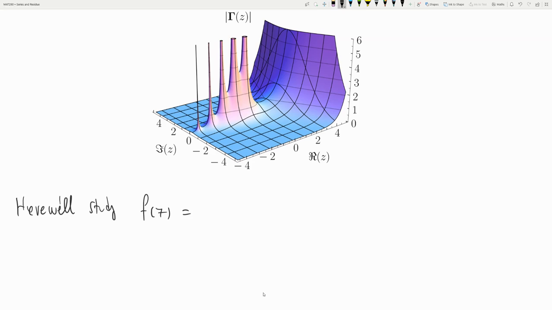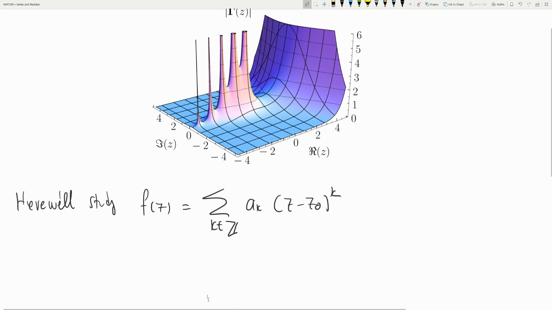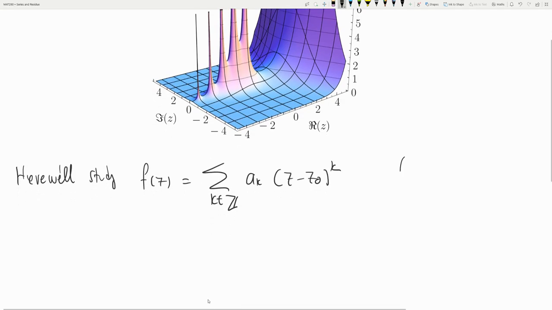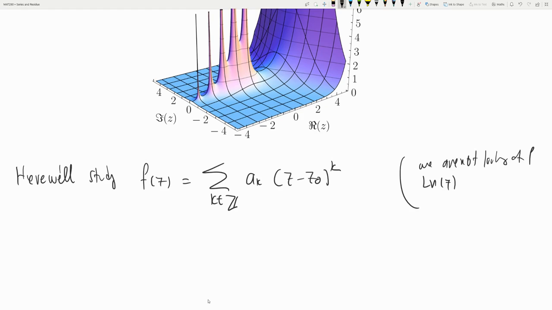So, sum over k in the integers of a_k times (z minus z naught) to the k. So we will have a principal part and an analytic part. So these are the functions we're studying. We are not looking at things like log z that don't have Laurent series.